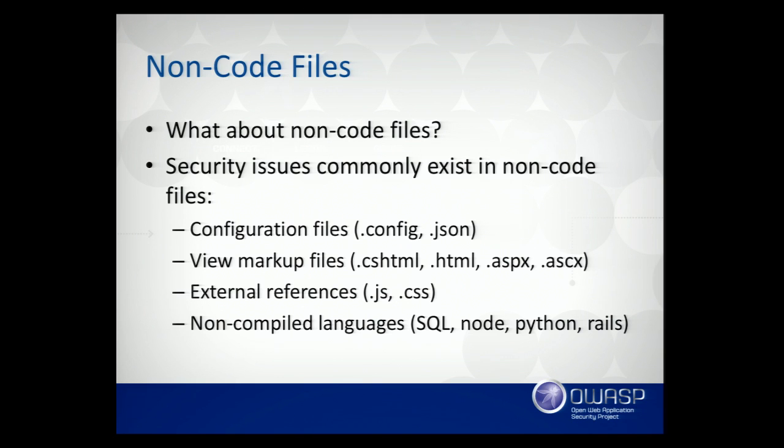Security issues commonly exist in config files, .json files, JavaScript files. We have lots of view markups that can have raw writes out to the screen on the cross-site scripting side. We have external JavaScript references. In even non-compiled languages, Visual Studio, especially VS Code on OS X, for example, now has Ruby, Python support. You can write all of that code within Visual Studio, and it'd be kind of cool if we could run diagnostic rules against that stuff too, right? At least I thought it would be, but I'm weird.